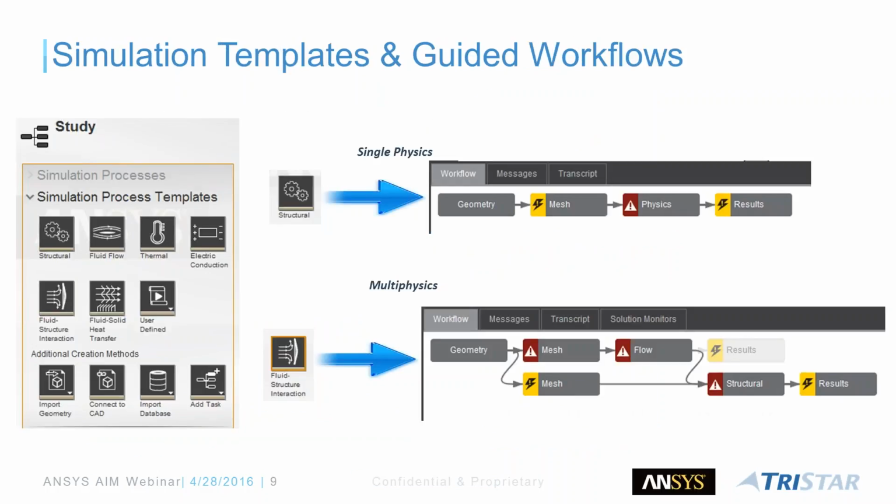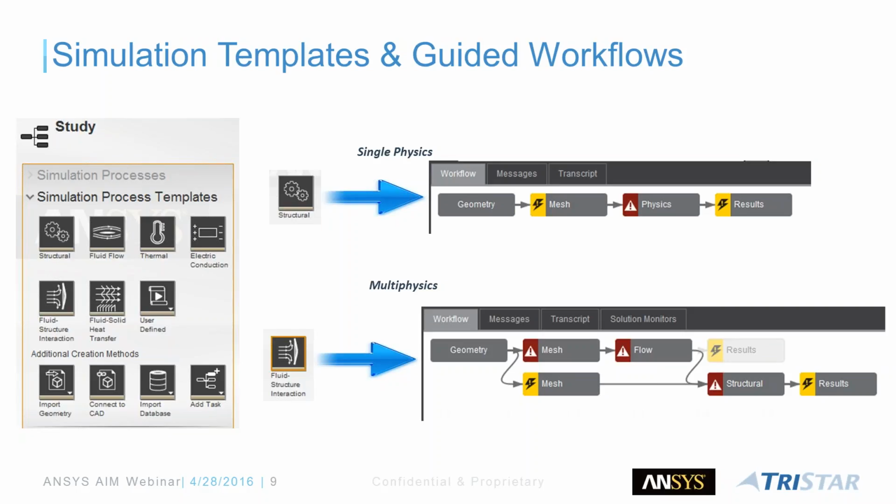As soon as you select the template, like in the example here, when I select a structural template, you could see how AIM gives me the workflow associated with that. I picked the structural simulation process template. So it's essentially getting the geometry, editing it if required, creating the mesh, as you know, controlling the mesh if required, and then solving the physics, and then just viewing the results, right.